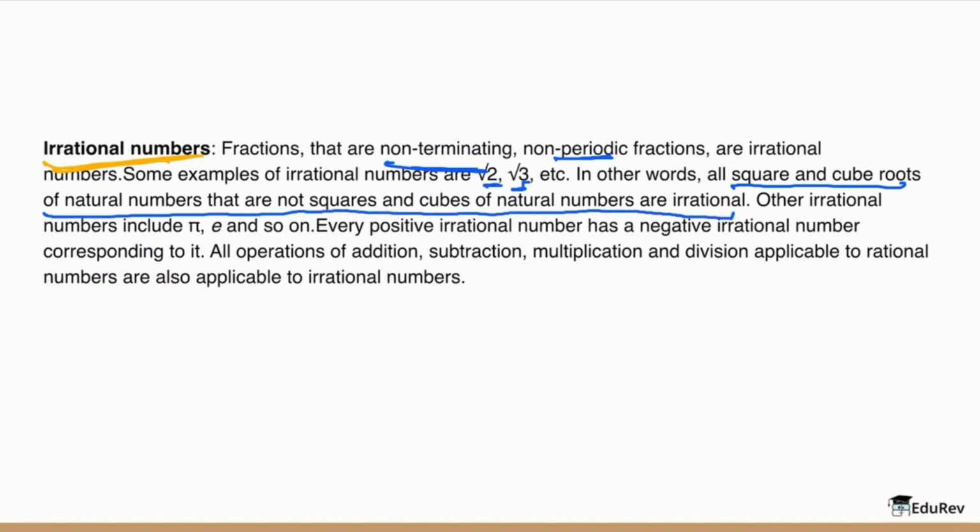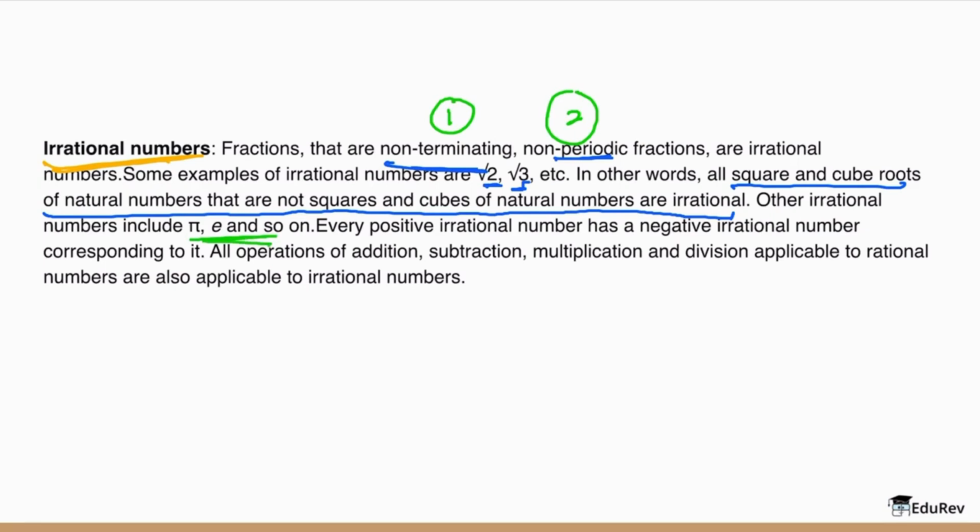So what are irrational numbers? Irrational numbers are the numbers which are, first, non-terminating, and second, non-periodic. Those are your irrational numbers. And all the square and cube roots of natural numbers which aren't actually the squares and cubes of any natural number are your irrational numbers. Other irrational numbers will include pi or e and so on.